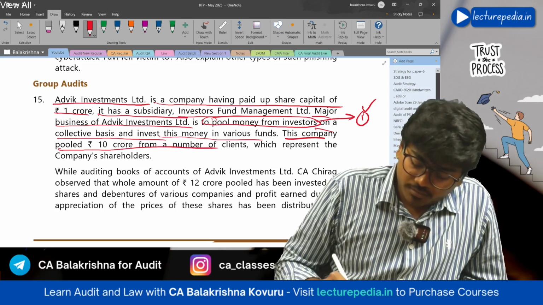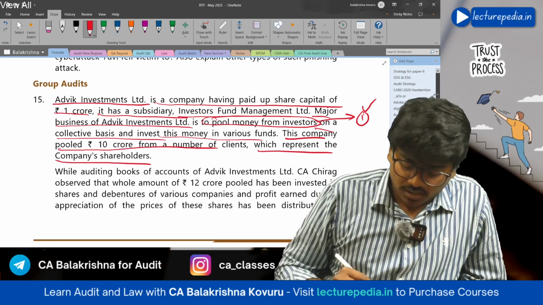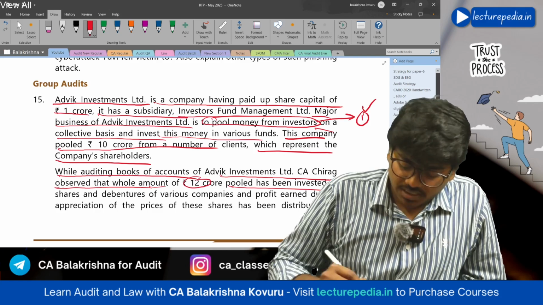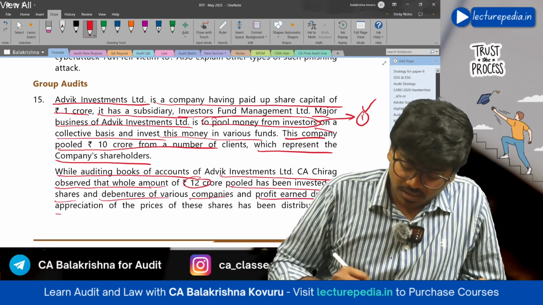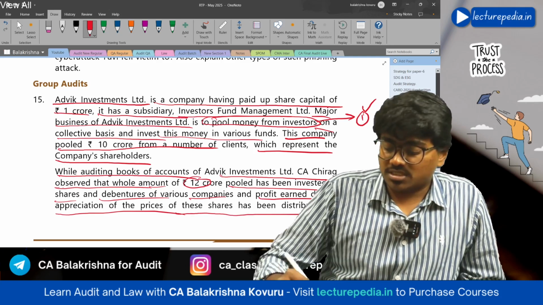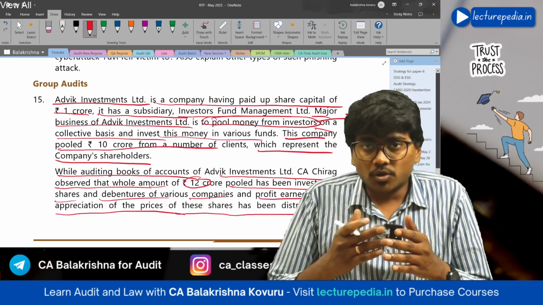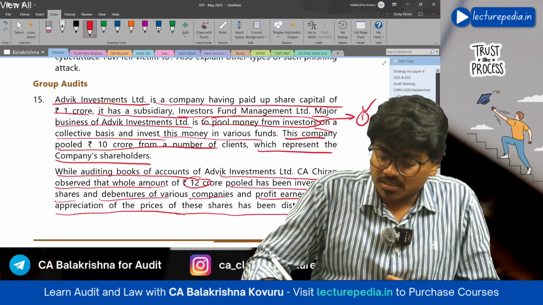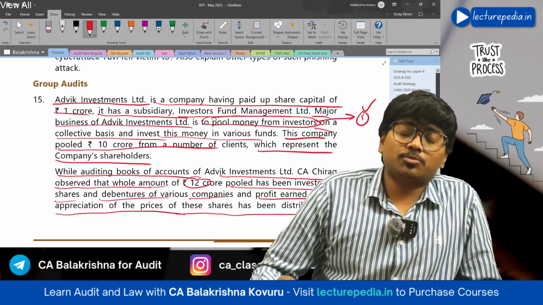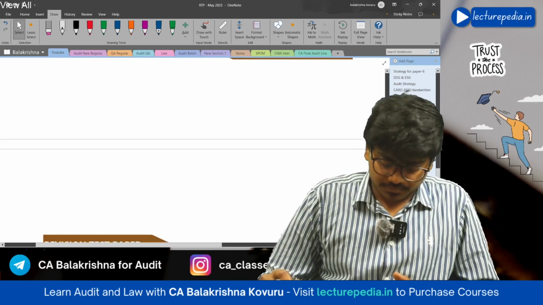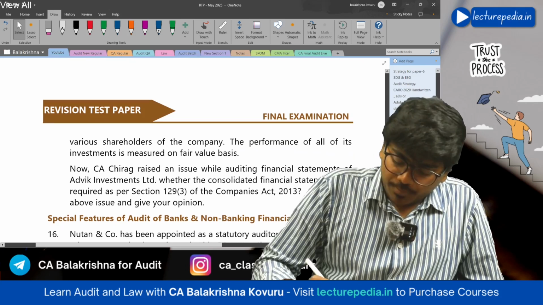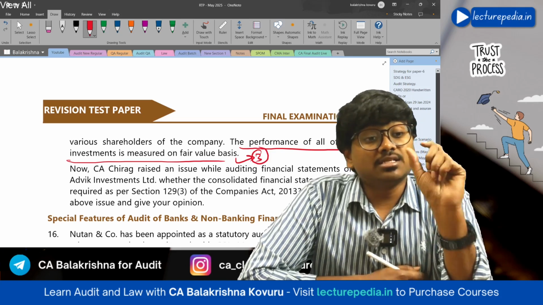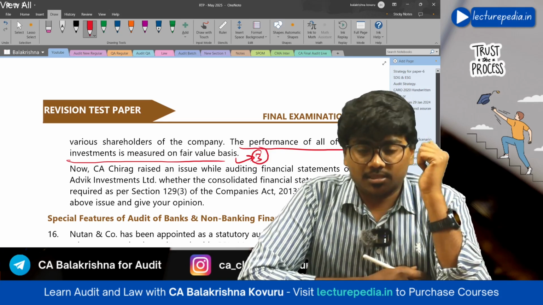This company pooled 10 crore from a number of clients, which represents the company shareholders. While auditing the books of accounts of Advic Investments, CA Chirag observed that the whole amount of 12 crore pool has been invested in shares and debentures of various companies, and profit earned on appreciation of prices of these shares has been distributed. Second condition, the goal is to earn money through investment income and appreciation of the investment. See, these are the conditions for a company to be called an investment company. And the third condition, the performance of all of its investments is measured on a fair value basis. Since all three conditions are satisfied, this company will be called an investment company.